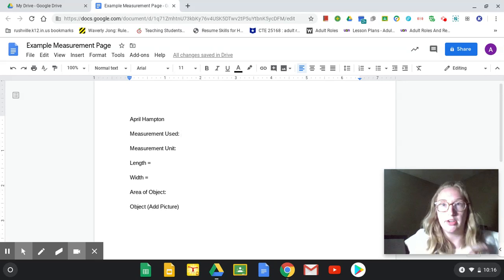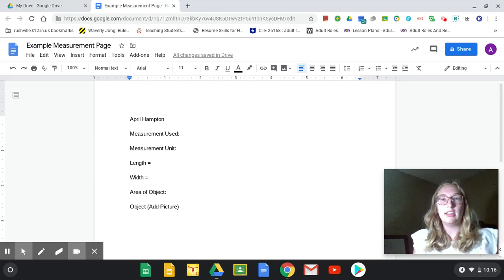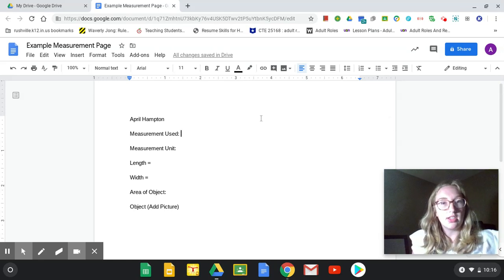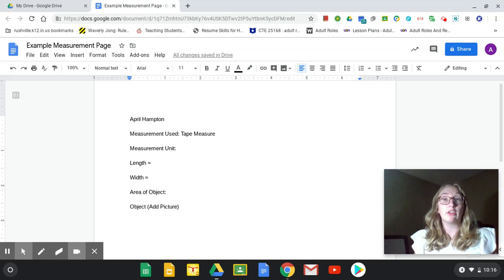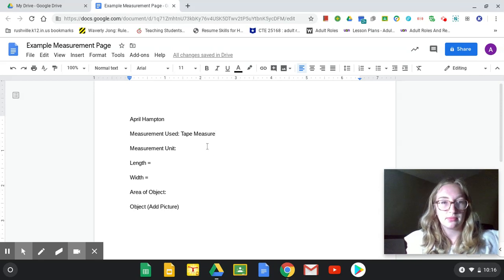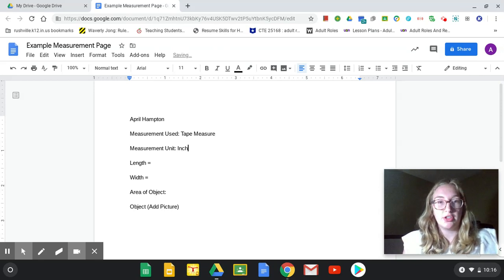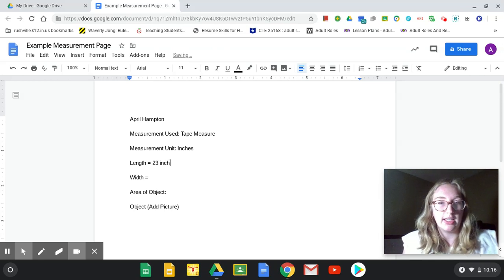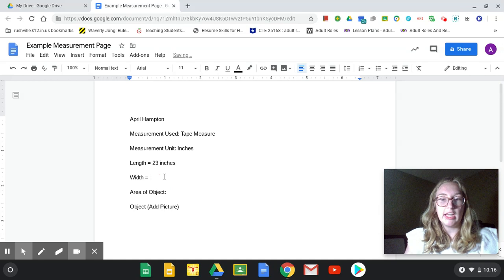Now the length of my mirror is 23 inches and my width was 19 inches. So, before I get started, it says measurement used. I used a tape measure. If you use something else like a ruler, you would put a ruler there or a yardstick, for example. Now, the unit I used, I measured in inches. So, you're just going to type inches. The length I measured the mirror is 23 inches exactly. And then my width is 19 inches exactly.